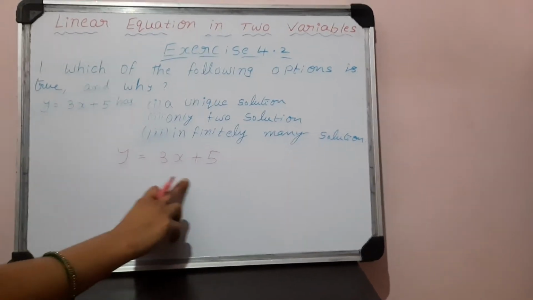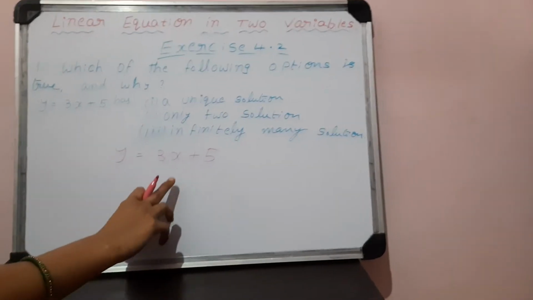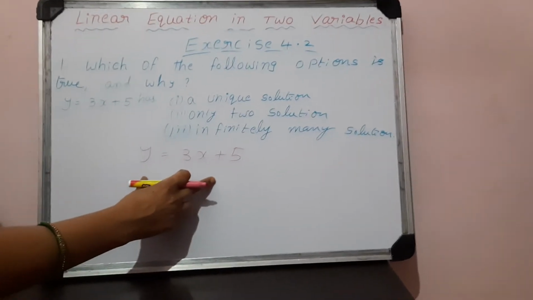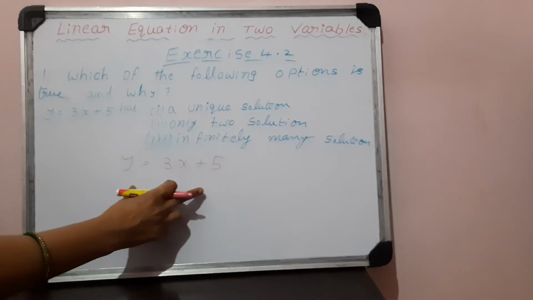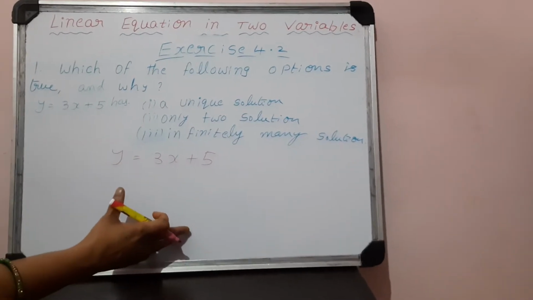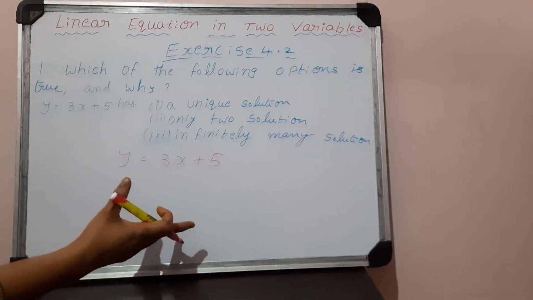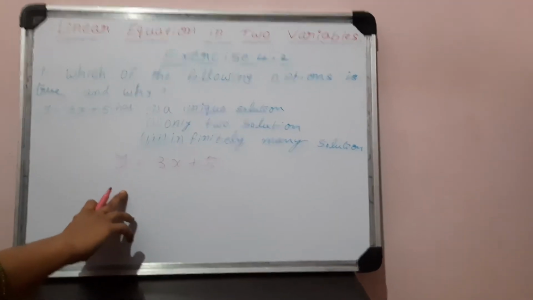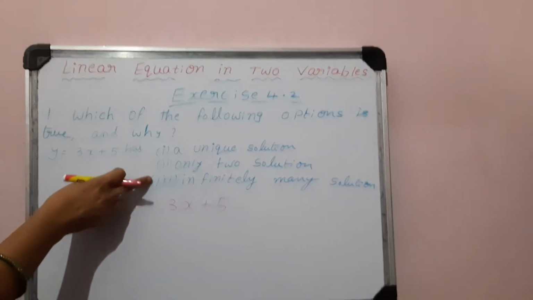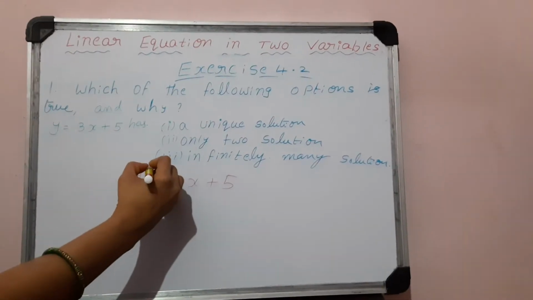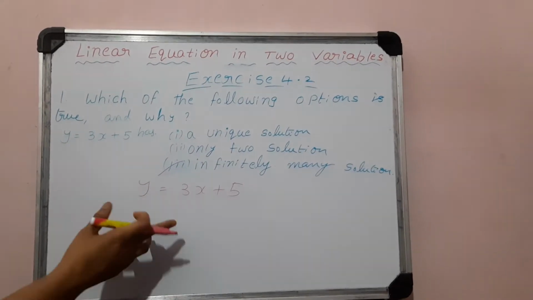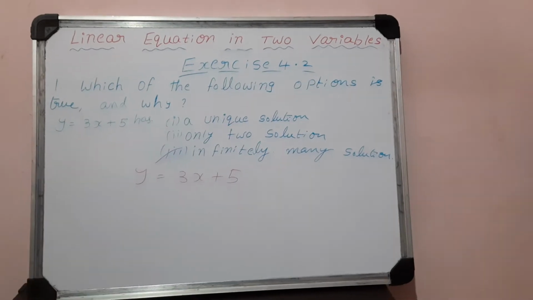So here y equal to 3x plus 5. How many variables are there? Two variables are there, y and x. So it is a linear equation in two variables and it has infinitely many possible solutions, as for every value of x there will be a value of y satisfying the above equation. So of the three options, which one is correct? Option third. How many solutions are there? Infinitely many solutions are there. That is the answer.